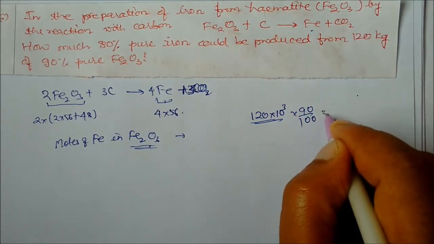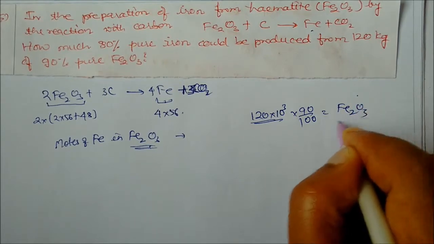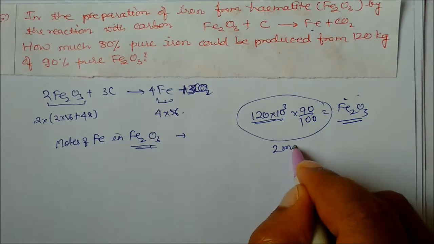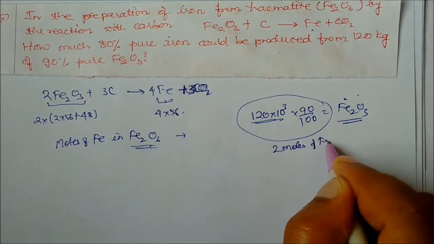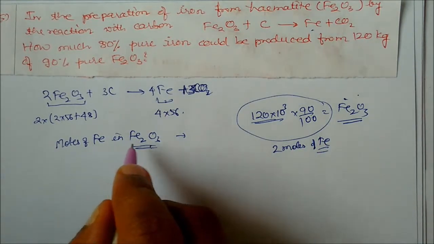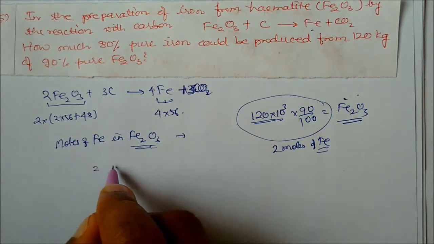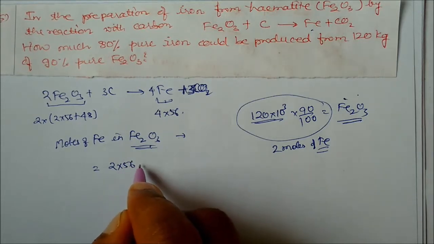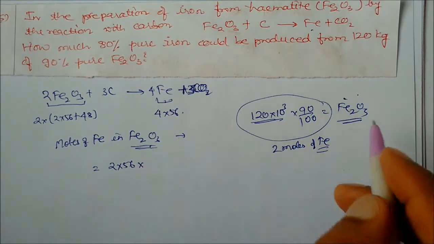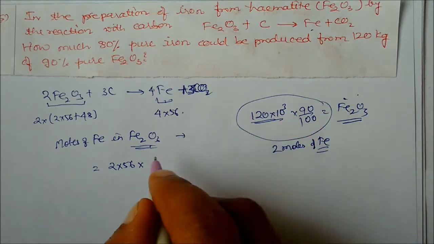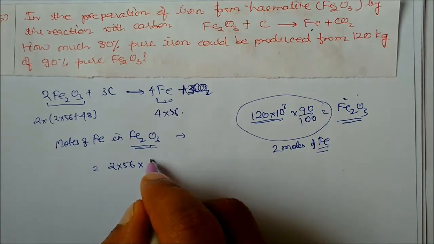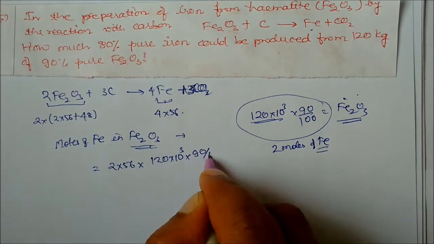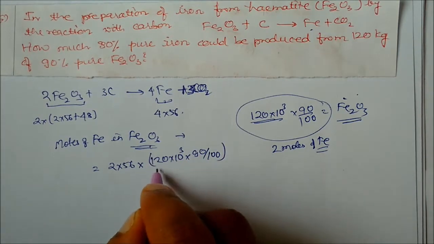of this one. So this is your Fe2O3, and what is the moles of Fe2O3? So here we have 2 moles of Fe. So moles of Fe in Fe2O3, how much? So 2 you have multiplied, 2 into 56, again divide by the total weight. The weight is this much, they have given 90%. So this will be your 120 into 10 to the power 3 into 90 upon 100. So this is your weight.